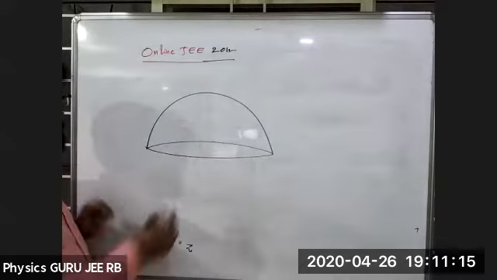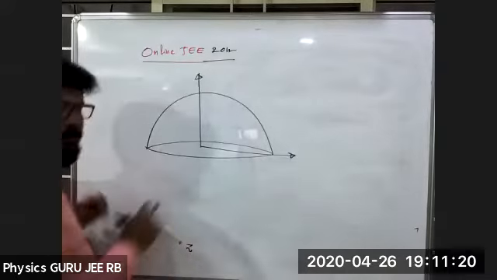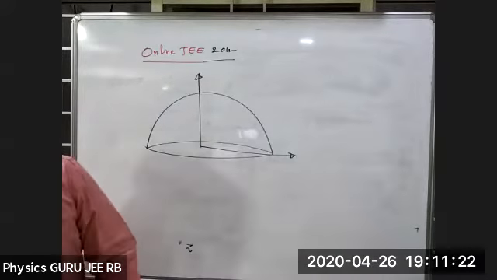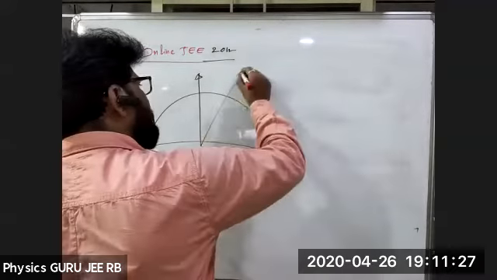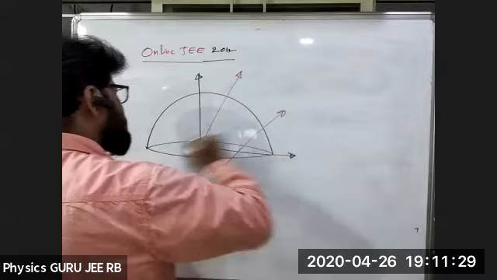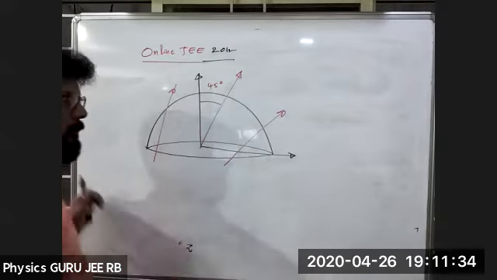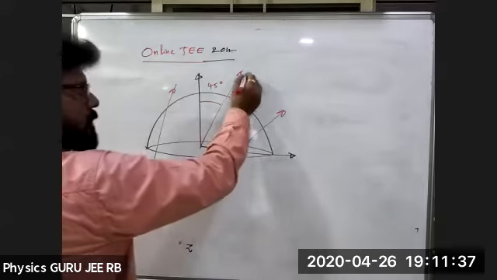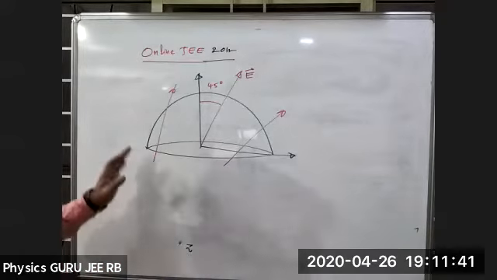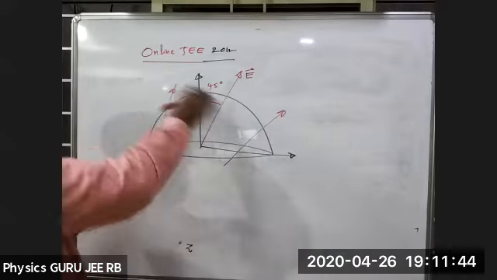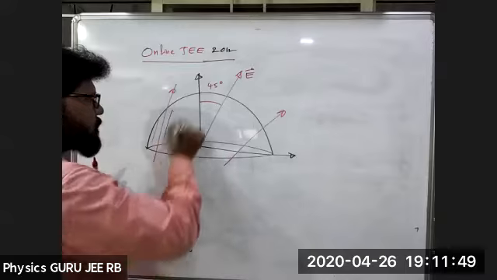Fine. The lines are showing the direction of electric lines of force like this, making an angle. So this is the direction of electric lines of force, making an angle of 45 degrees. Now what is it asking? Electric flux through the curved surface. We want electric flux through this particular curved surface, only through this curved surface.